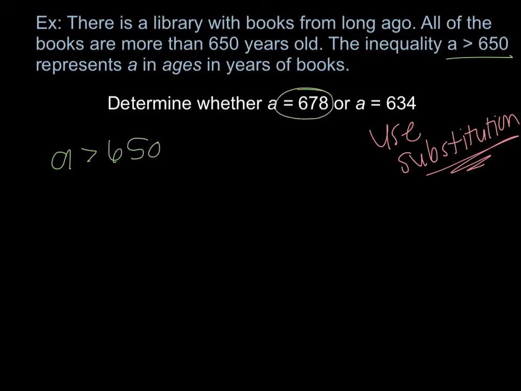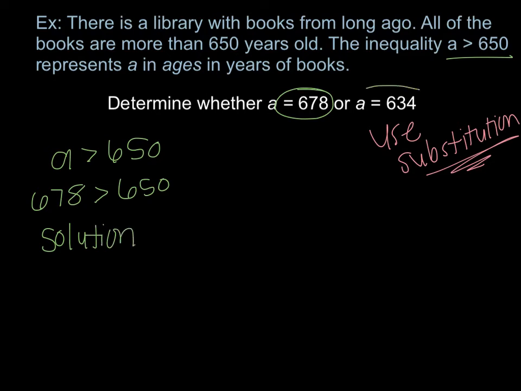I'm going to take my first number and plug it in for A. If I say A equals 678, and then I have greater than 650, sorry, I probably said that backwards in the last one. Is this true? 678 is greater than 650? Yes, it is. So this is a solution. It is one possible solution for the inequality.